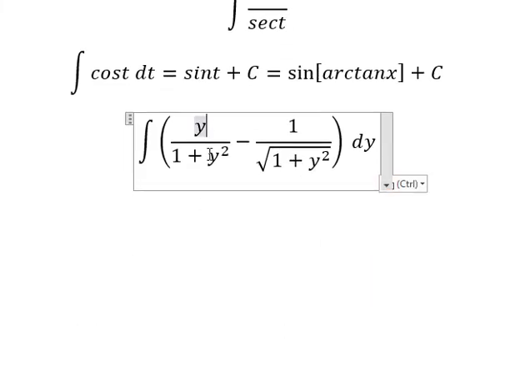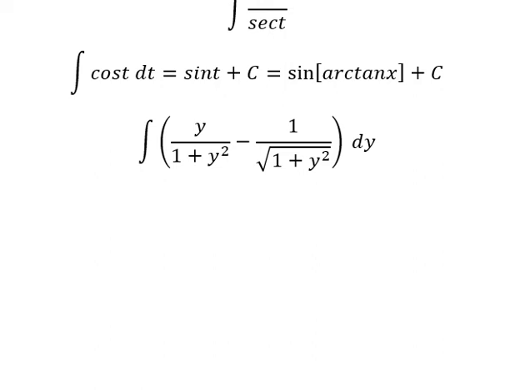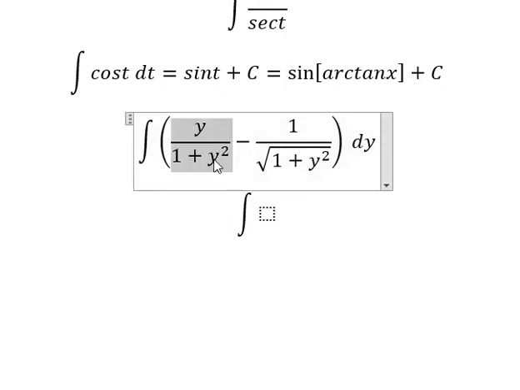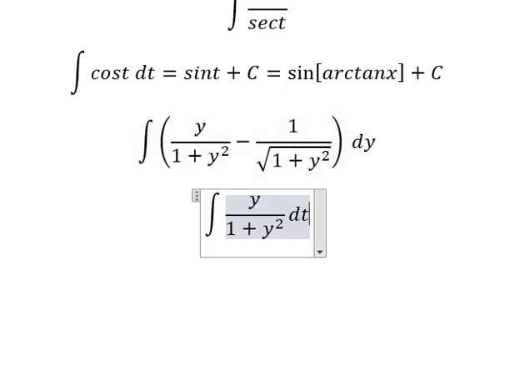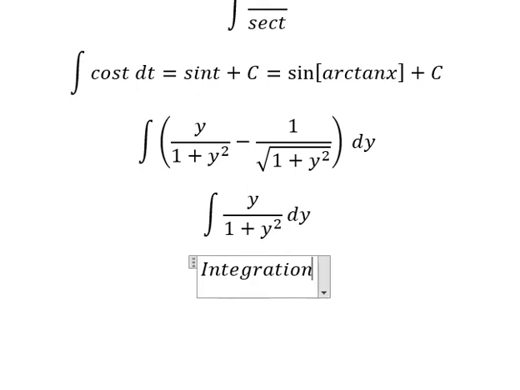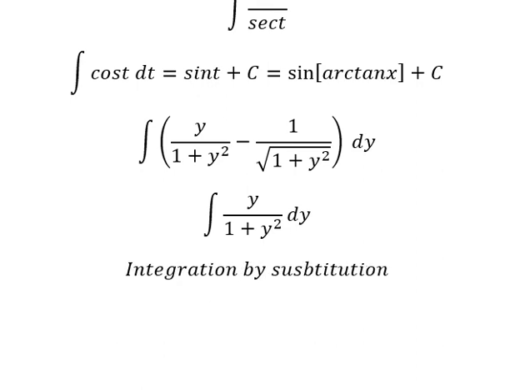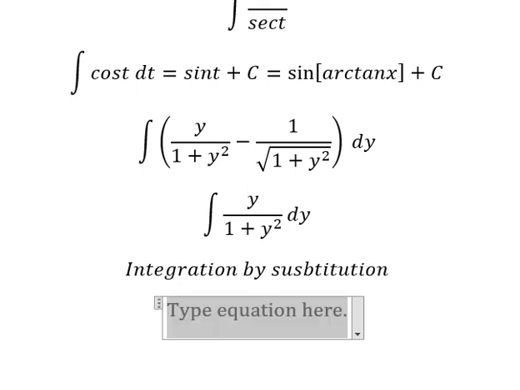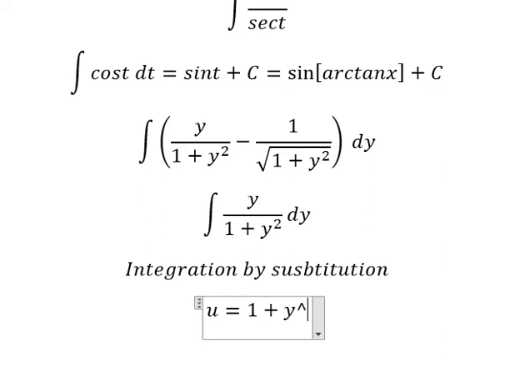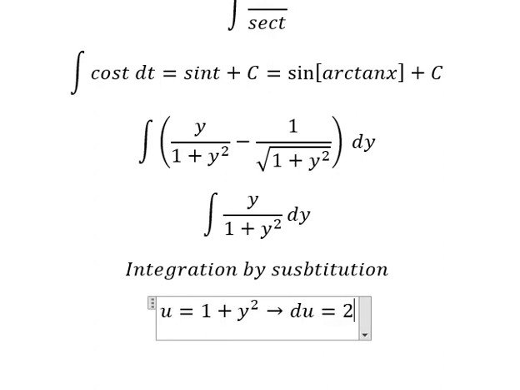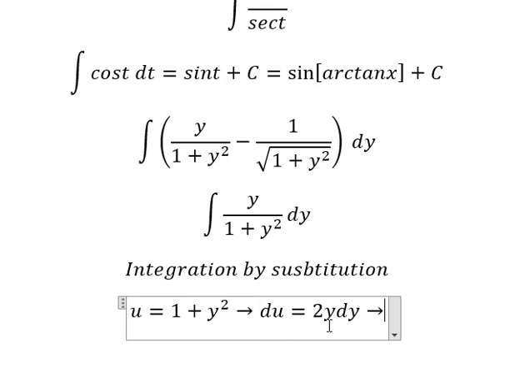So for the first one, we have the integration of this one. I will put in here. Next, we can use integration by substitution. So I will put u equal to 1 plus y squared. Later that, we need to do first the derivative for both sides. And we have 2y dy. Next, we need to divide both sides by number 2.